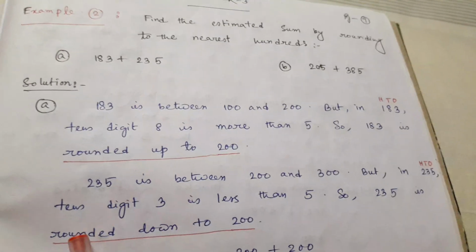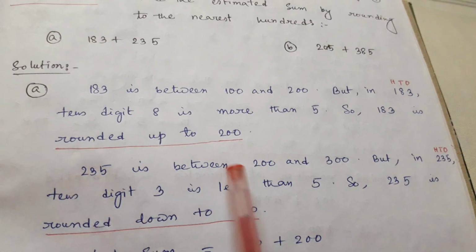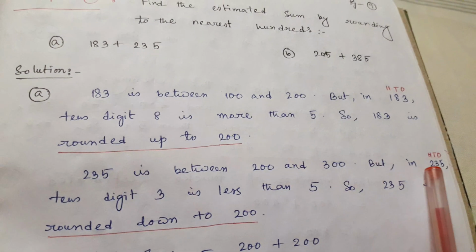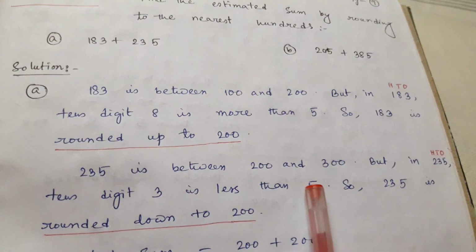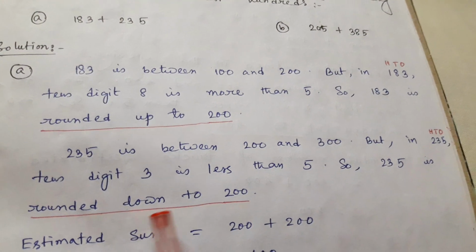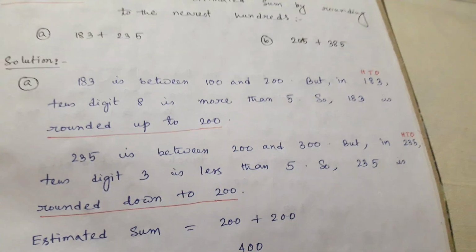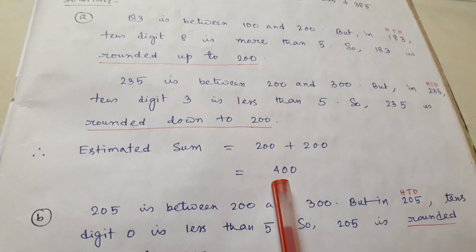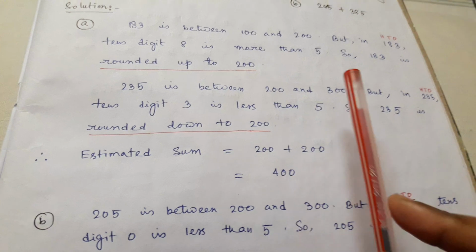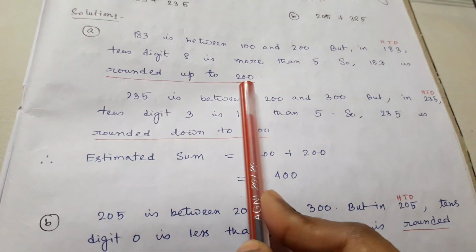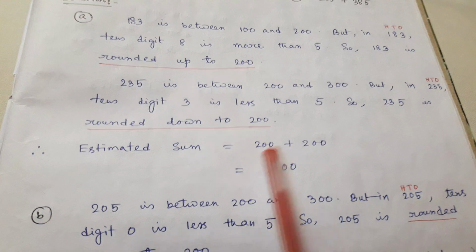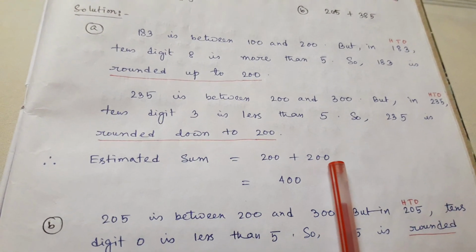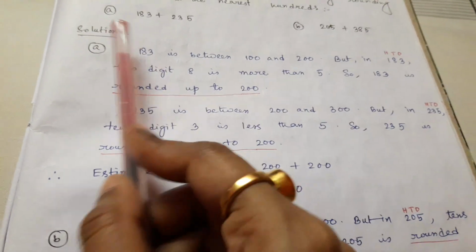Now the next number is 235. Its nearest 100 multiples are 200 and 300. In 235 the tens digit is 3, which is less than 5. So we will round it down to 200. So the estimated sum is 200 plus 200, which is equal to 400. Because 183 is rounded up to 200, we write 200, and 235 is rounded down to 200, so here we have written 200. This is the estimated sum of these two numbers.